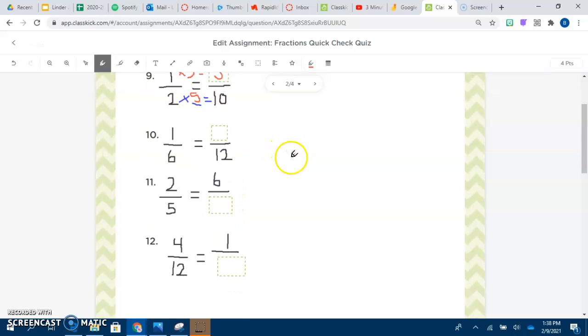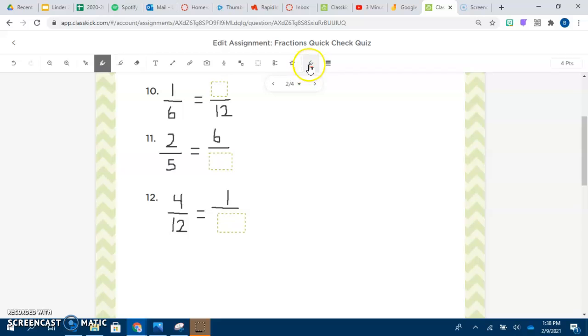So then I'm going to go down to 11. Go back to my blue color. Well, on this one, it gives us the numerator but not the denominator. So 2/5 is the same as, or equal to, 6 over something. So I'm going to do the same thing, just starting with the numerator.